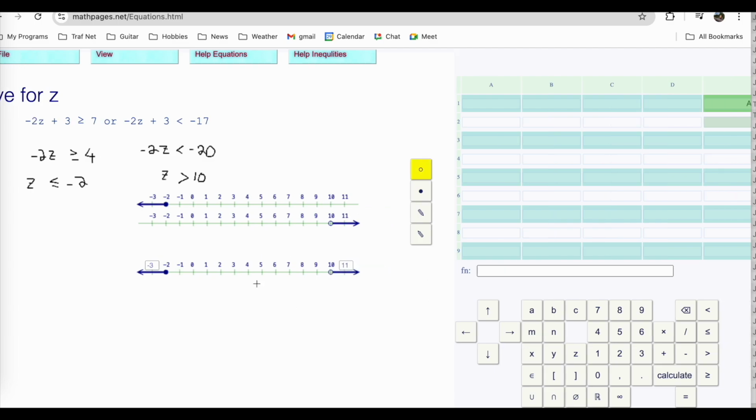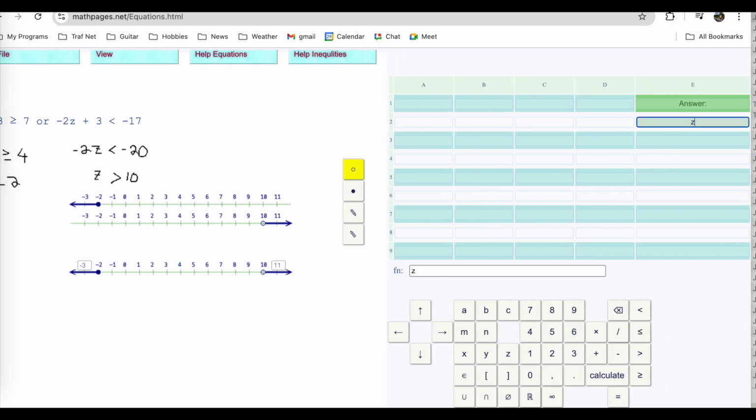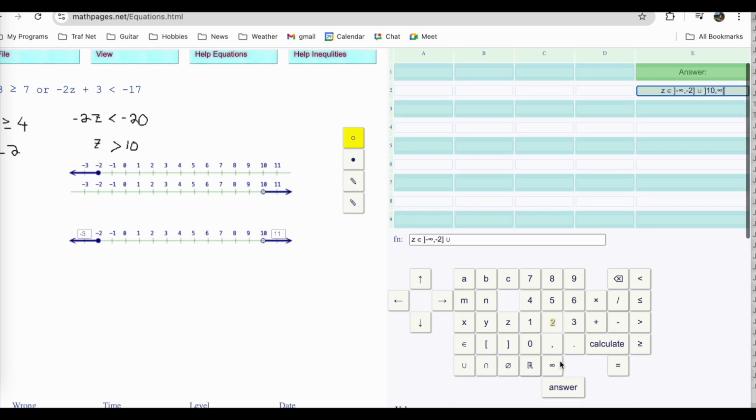This is our answer. The interval is Z is a member of negative infinity to negative 2, union from 10, not including the 10, to infinity. Z is a member of rejecto bracket on negative infinity until we get to negative 2, and negative 2 is included with excepto bracket on negative 2, union 10 to infinity. 10 is not included, so rejecto bracket on the 10, and rejecto bracket on infinity. This is the interval. Then we press answer to see if we're right.